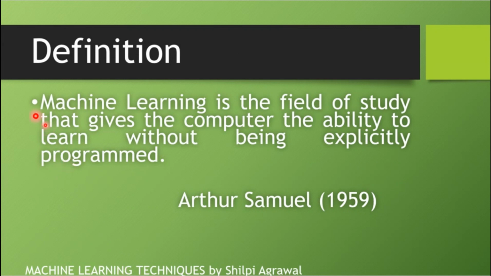Okay, so from all these examples, we can give a simple definition of machine learning through this slide. Machine learning is the field of study that gives the computer the ability to learn without being explicitly programmed. This definition was given by Arthur Samuel in 1959. So machine learning is a field of study that gives the computer the ability to learn without being explicitly programmed.